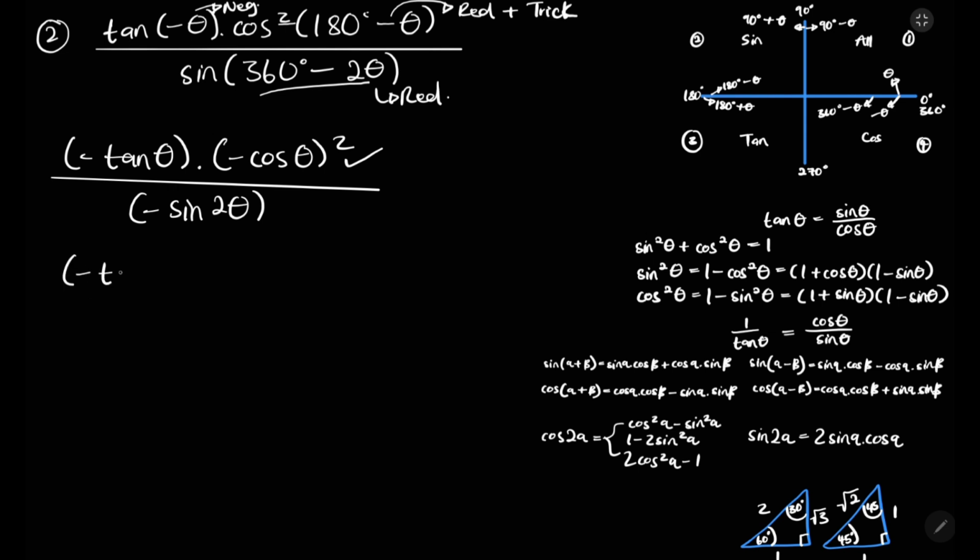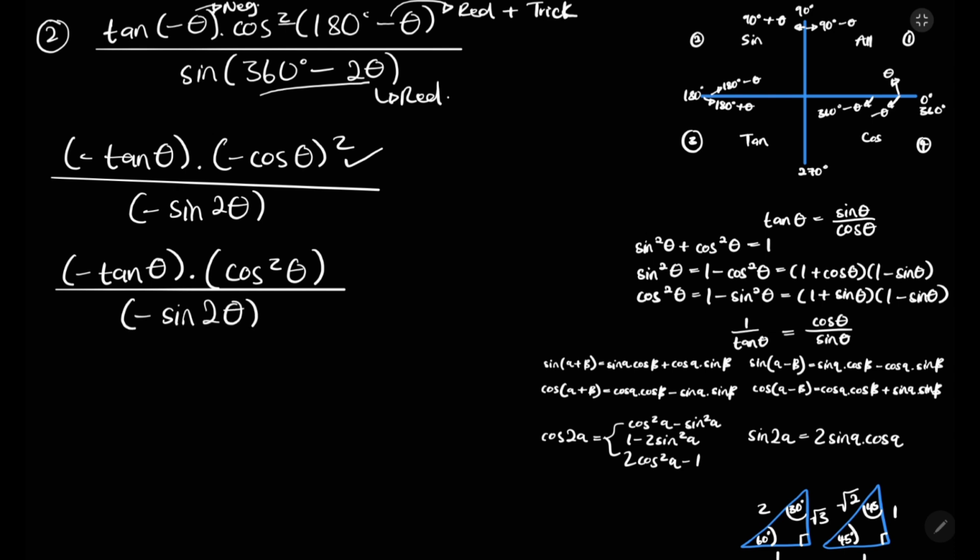We have negative tan theta times negative cos theta squared. Anything in math when squared is positive. I taught you guys in the grade 11 playlist in the trig video. So negative cos theta squared is positive cos squared theta all over. We have negative sine 2 theta, so you can just write it as negative sine 2 theta.